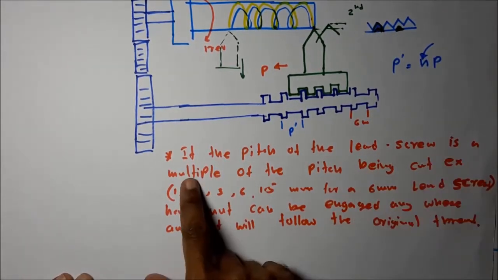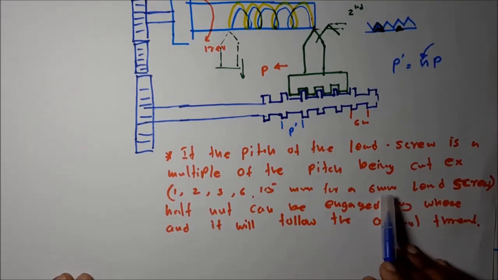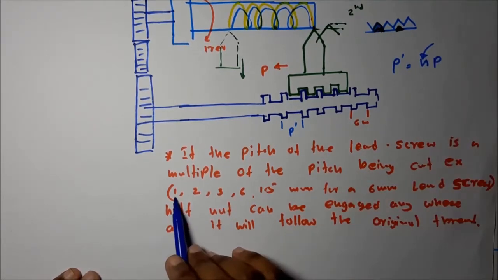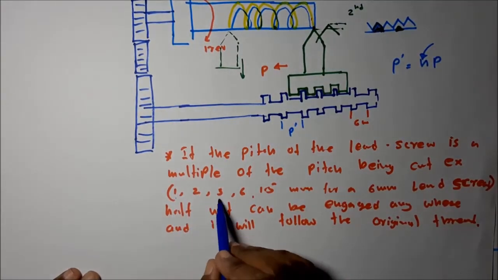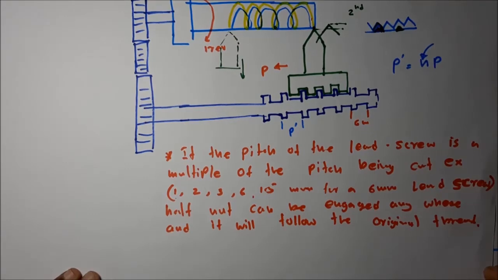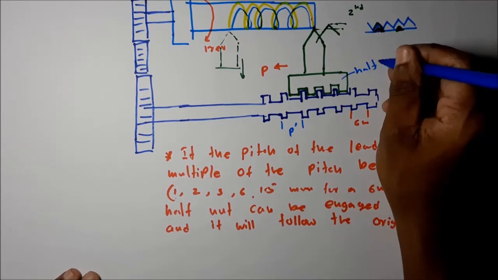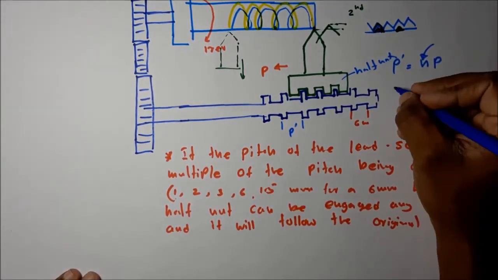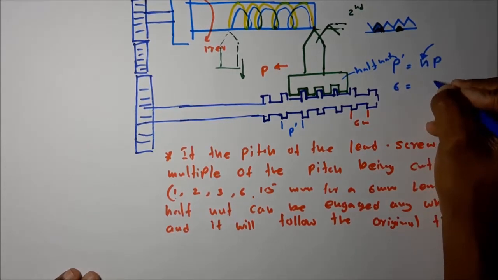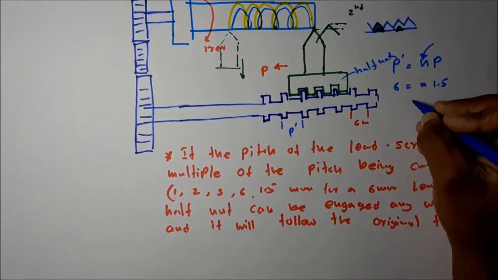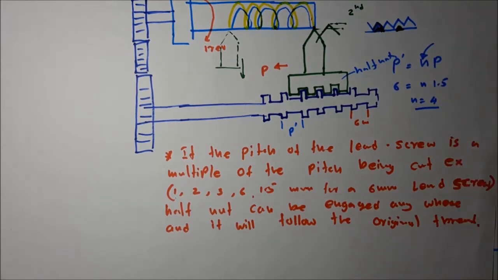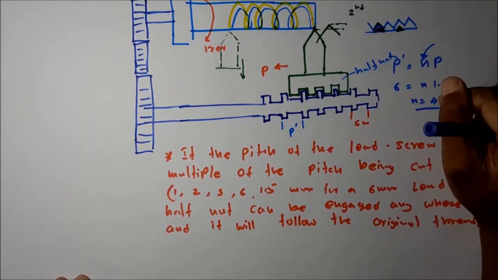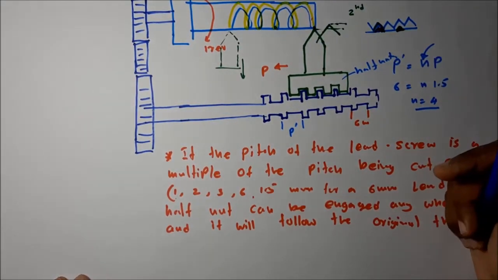Then if the pitch of the lead screw is a multiple of the pitch being cut, for example for the 6 millimeter lead screw, if the pitch being cut is 1, 2, 3, 6 or 1.5 millimeter, we can engage this half nut anywhere in the lead screw. If we take the 1.5 millimeter pitch, P dash is 6, equal to 1.5 N, where N is equal to 4, a positive integer multiple of the pitch. In this situation, we can engage the half nut anywhere in the lead screw.